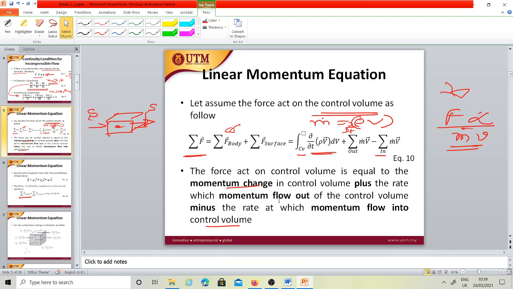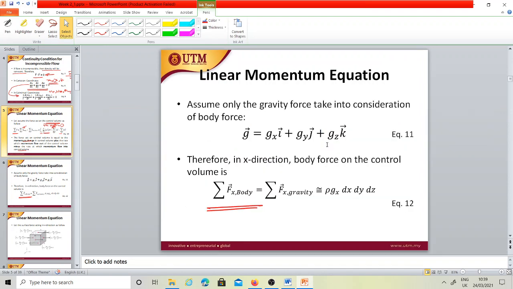Last time we said that we have del by del t of rho v, but actually how much is the force acting? We know that F is equal to ma. We also know that from Newton's second law.